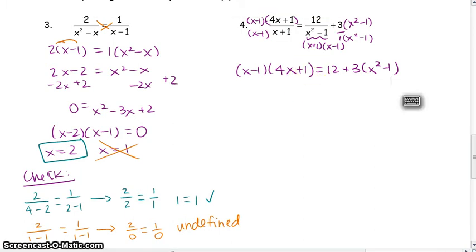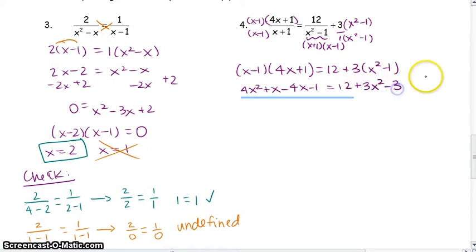So from here, we need to FOIL this. First numbers, 4x squared. Outer numbers, plus x. Inner numbers, negative 4x. Last numbers, negative 1. Equal to 12 plus, and distribute our 3: 3x squared minus 3. And then we need to combine our like terms.